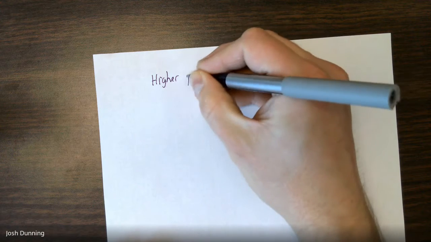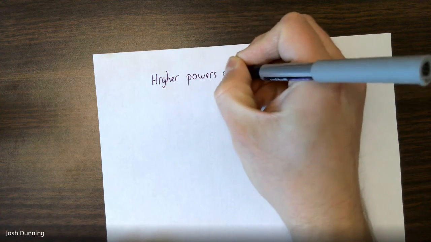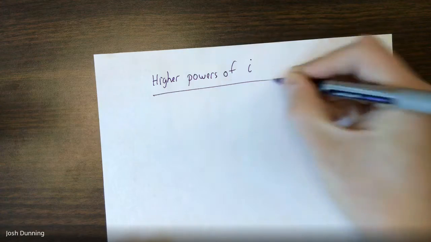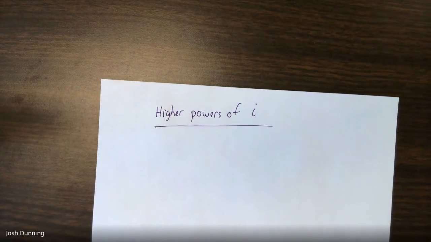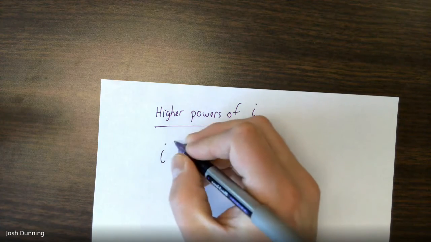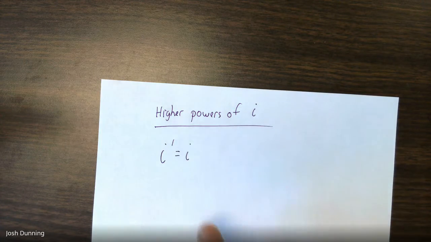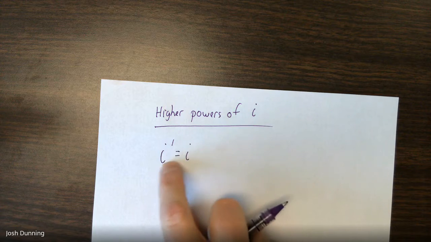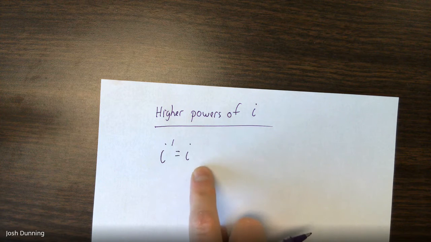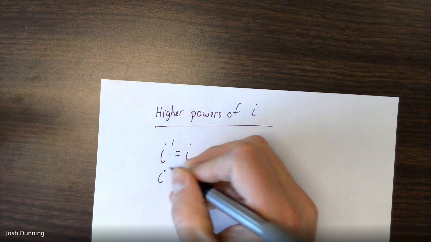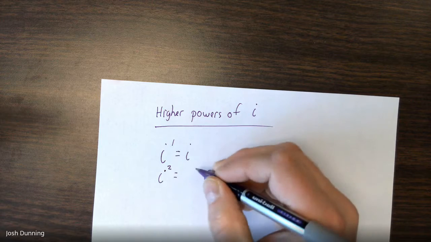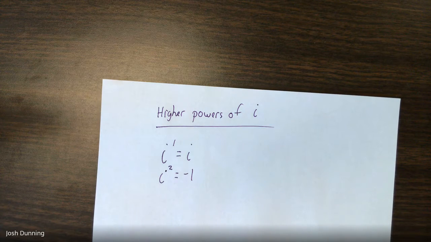Higher powers of i. Now, in the last lesson, I already talked about how i to the first is i, just like x to the first is x, just like 3 to the first is 3, 4 to the first is 4. Last lesson, I talked about how i squared is negative 1.